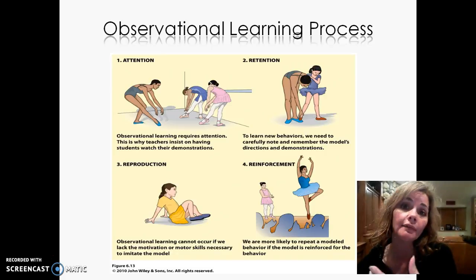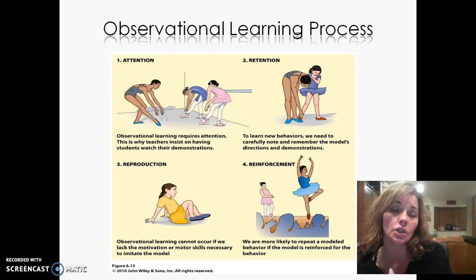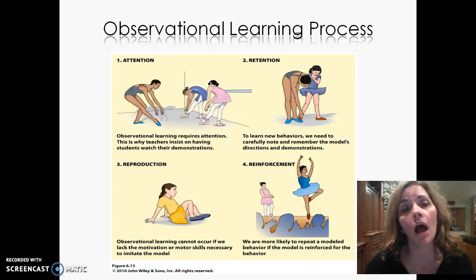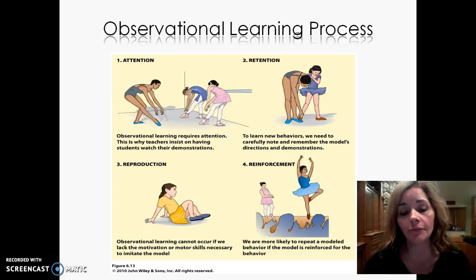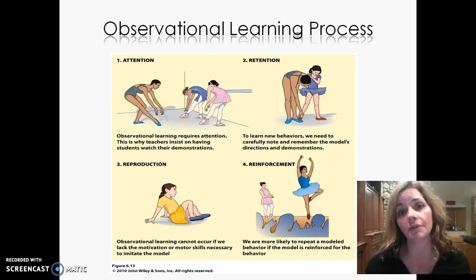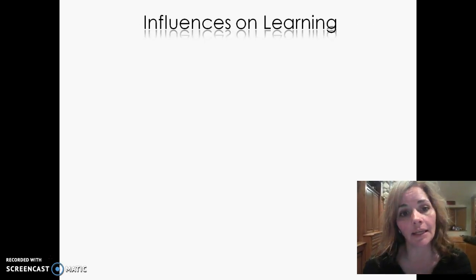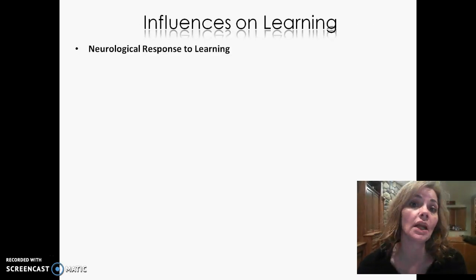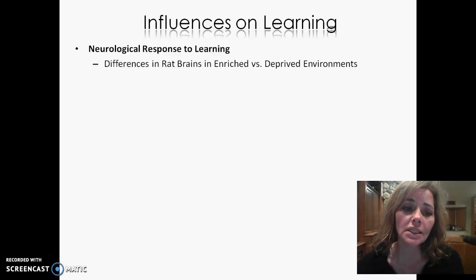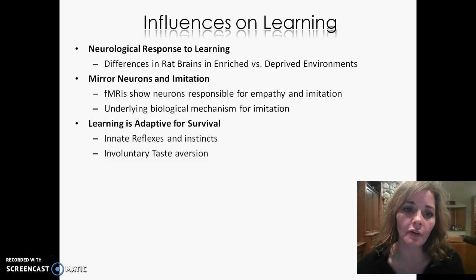This is all tied to an operant learning approach, in that the consequences matter. If it's reinforced, we're going to repeat it. If it's punished, we may not. We can also learn from watching others get punished. So let's talk about some other factors involved in learning.